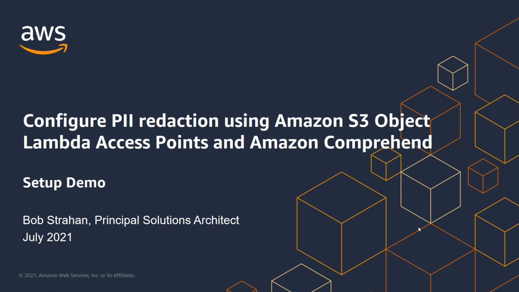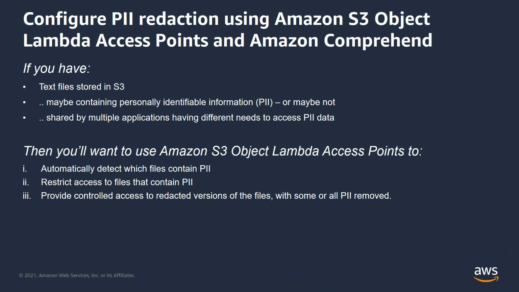I'm a Principal Solutions Architect here at AWS, and in this short demo I'm going to show you how to set up PII redaction, that's Personally Identifiable Information redaction, dynamically using Amazon S3 Object Lambda.